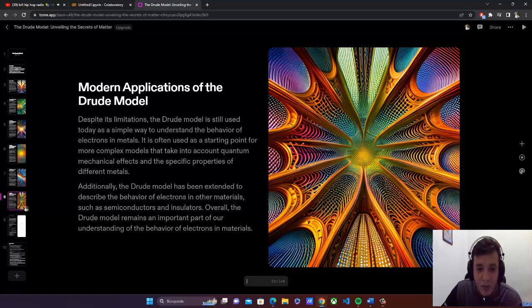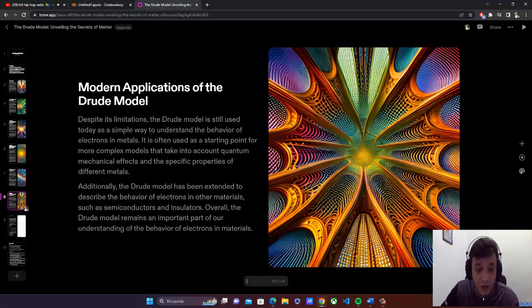Plasmonics and nanophotonics. The Drude model is applied in the description of plasmons, which are collective oscillations of electrons at the surface of metals. These electronic excitations are used in nanophotonics applications such as enhancing sensitivity in optical sensors, manipulating light at the nanoscale, and creating nanoscale waveguides and antennas.